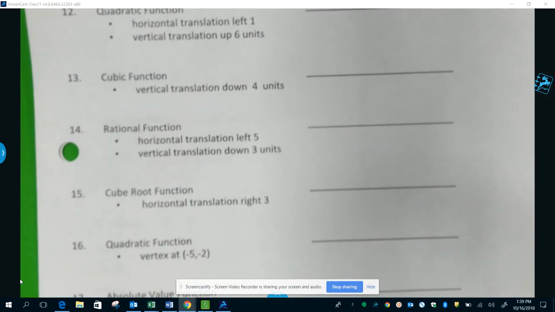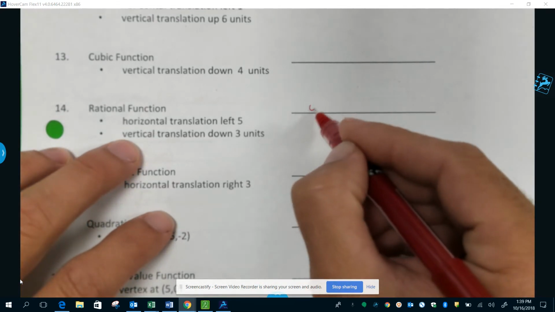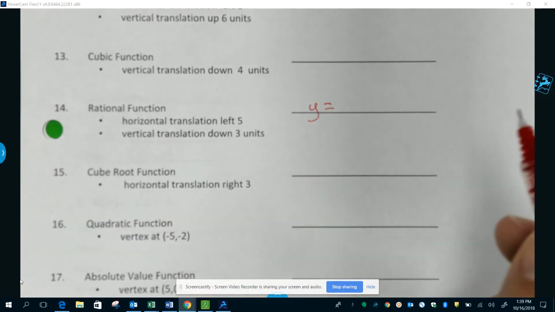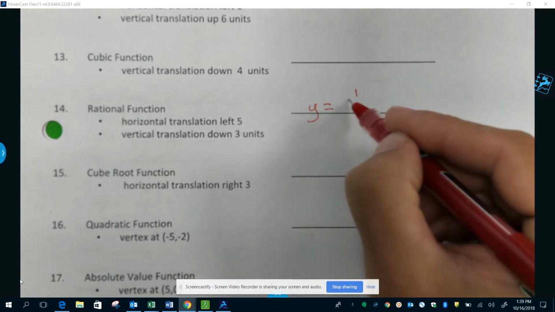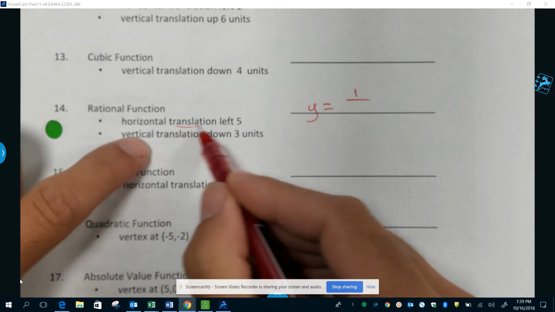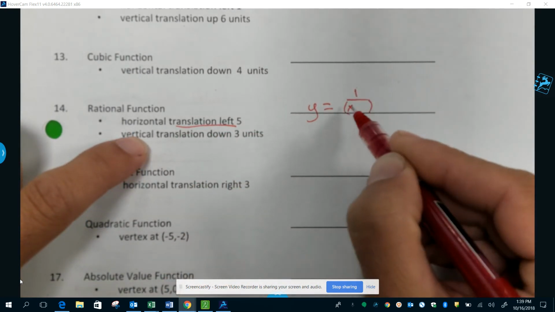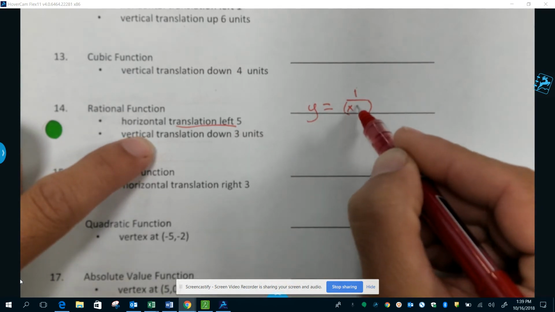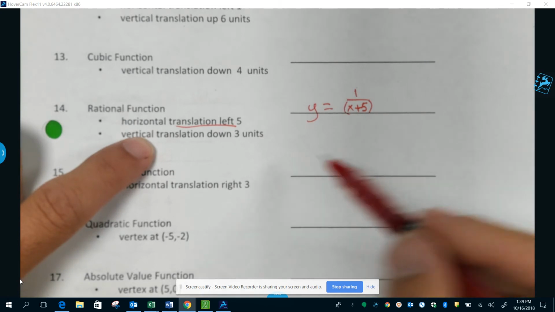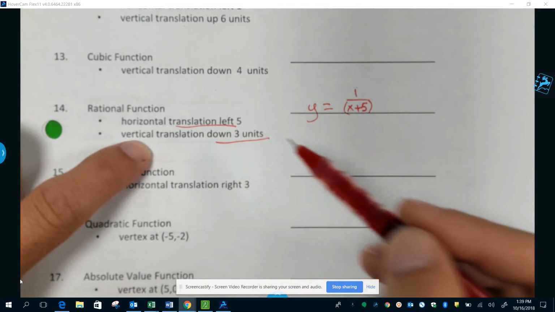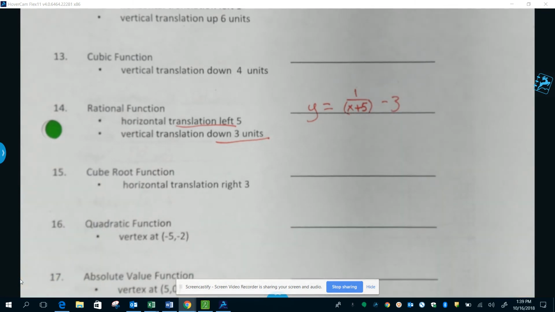If you look at 14, our rational function, first of all, rational function, y equals, I should know what the parent function looks like, 1 over x. Well, in this case, it's going to be 1 over horizontal translation to the left 5. So down here with my x, if I go left 5, I got to go opposite. So I actually need a plus 5 right there with my x. And then a vertical translation down 3 units. So that's going to go at the end, minus 3.